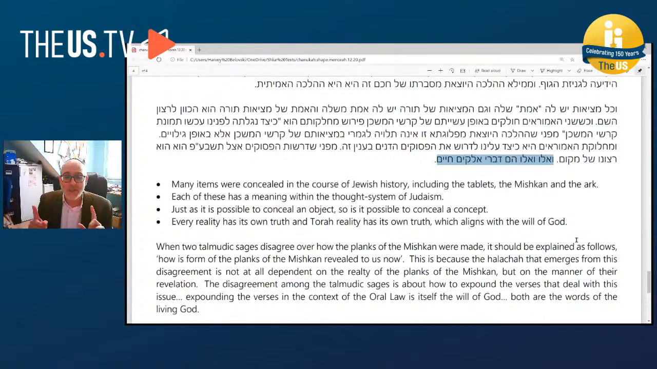Both opinions amount to the words of the living God because they are both credible readings of the text, even though the Menorah could have only been made in one way, and perhaps in neither way. Perhaps they've both got it wrong, and it didn't look like that at all. And maybe even more radically, it doesn't matter. You could make it according to either. What matters is the process of understanding why God might want us to make it like this.